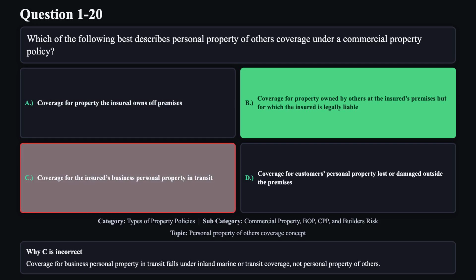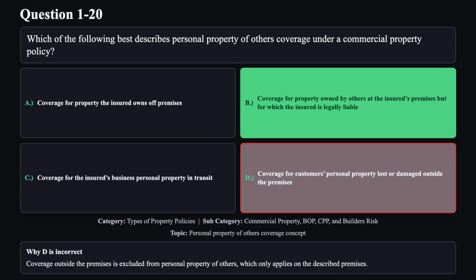Reason C is not correct. Coverage for business personal property in transit falls under inland marine or transit coverage, not personal property of others. Reason D is not correct. Coverage outside the premises is excluded from personal property of others, which only applies on the described premises.